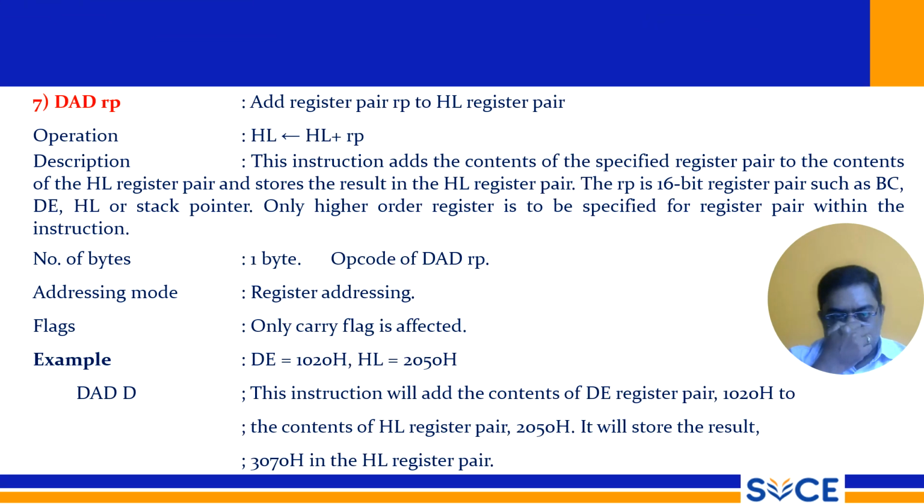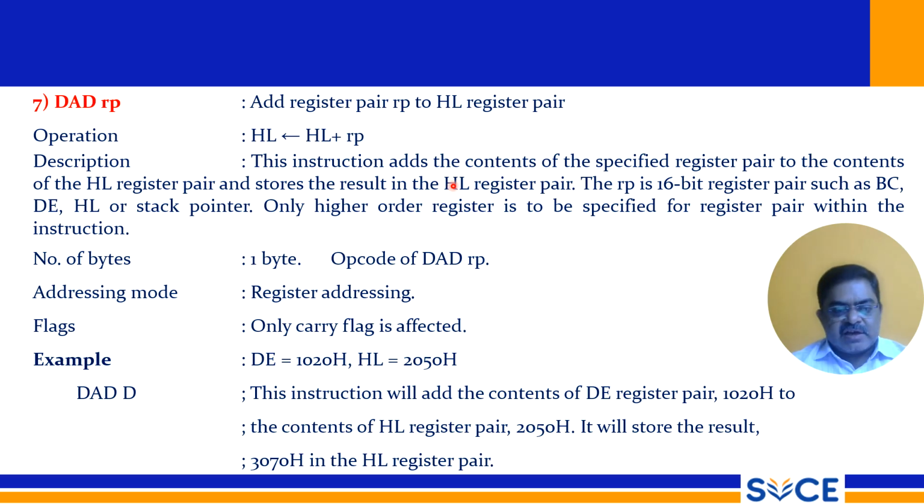Then DAD RP. This is a special type of instruction: add register pair RP to HL register pair, and again the result will be stored in HL register pair. This instruction adds the contents of the specified register pair to the contents of HL register pair and stores the result in HL register pair itself.